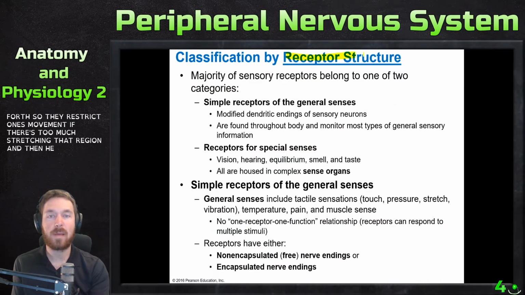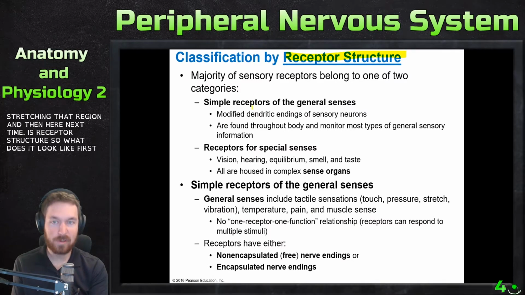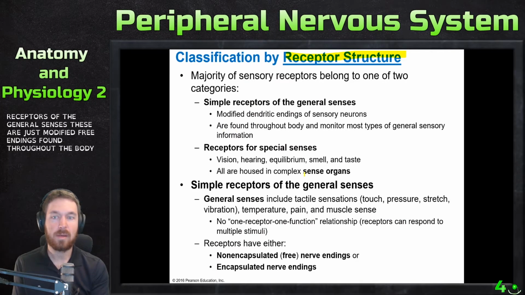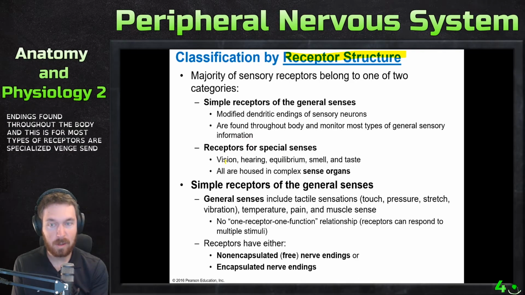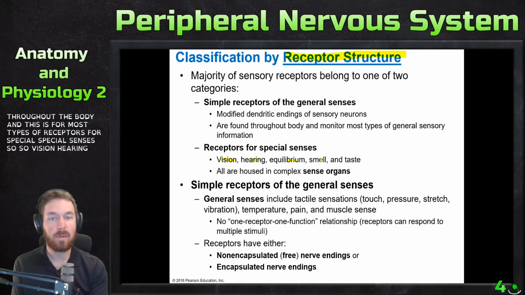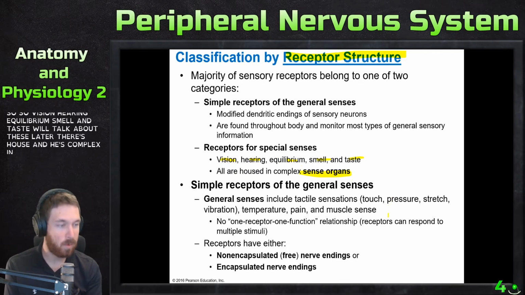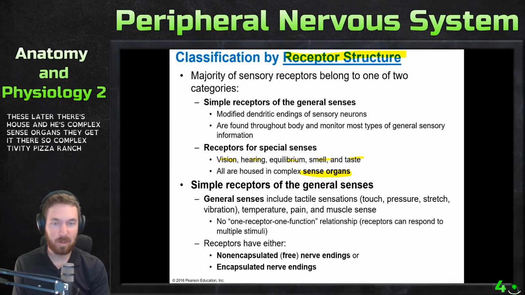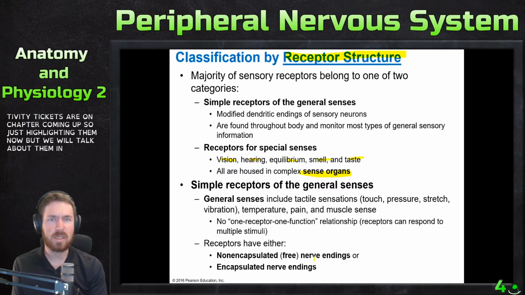And then the next type here is receptor structure. So what does it look like? First ones here are simple receptors of the general senses. These are just modified free endings found throughout the body, and this is for most types. Receptors for special senses, though, so vision, hearing, equilibrium, smell, and taste, we'll talk about these later. They're housed in these complex sense organs. Their complexity gets their own chapter coming up. So just highlighting them now, but we will talk about them in more detail later.